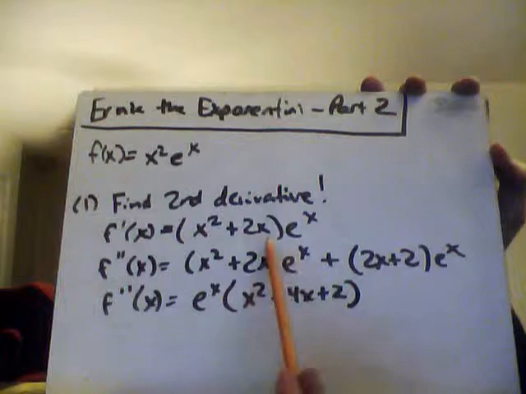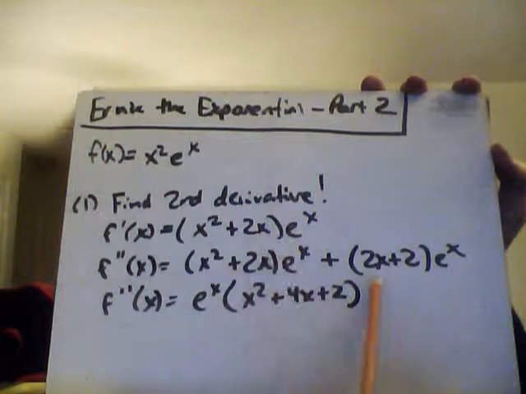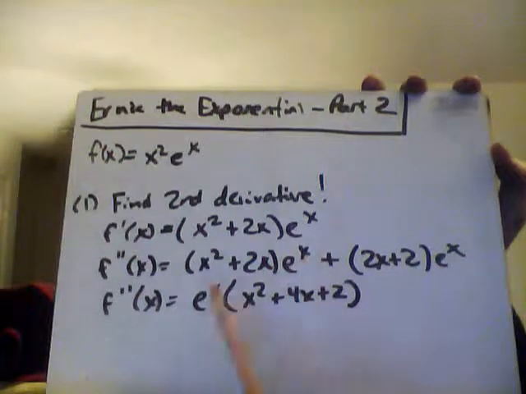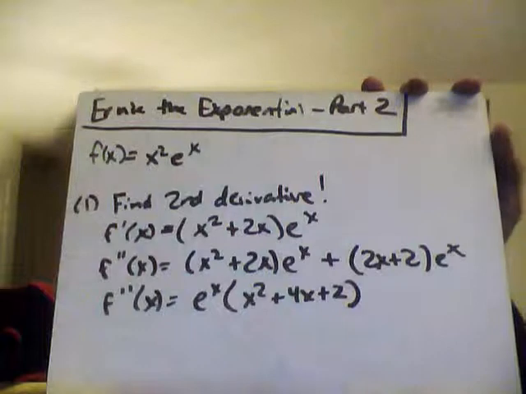We get x squared plus 2x times e to the x. And now we'll take the derivative of the first part times e to the x, which would give us 2x plus 2 times e to the x. Combining these and factoring out an e to the x, we end up with e to the x times x squared plus 4x plus 2.